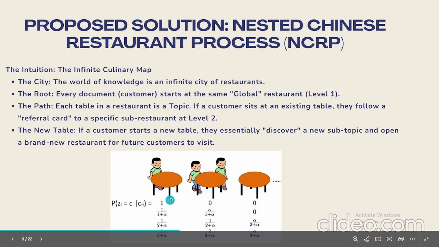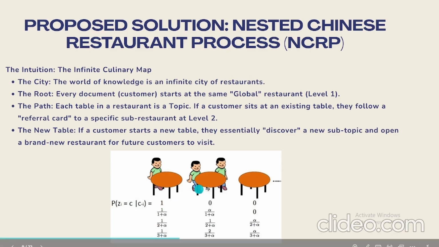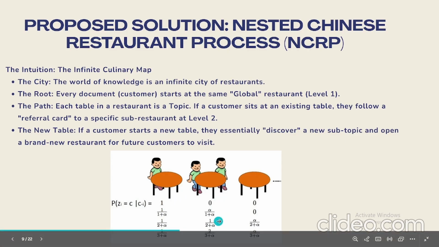When the first customer comes, he sits on the first table. Now on the second row we can see the second person has two options. The second person can sit on the first table. When the second person sits on the first table, the existing number of persons sitting on the first table is 1, divided by the total number of customers that we have seen so far, which is 1, plus alpha, which is our innovation parameter. So this is the probability that the second customer chooses the first table. Now the second customer also has the option to choose a new table, and that probability is alpha upon 1 plus alpha.